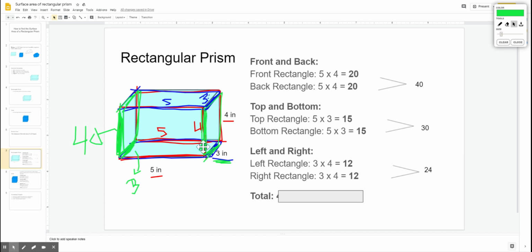So again, this is 4, as we found earlier, and 3. So our total, we just take all of these numbers and add them up. Now I prefer to chunk them, or you can, once you get the front rectangle, 20, multiply it by 2 and get 40. Once you get the top rectangle, which is 15, multiply it by 2 and get 30. So whatever you want to do to make it easy, you just need to come up with a total, which is all of the areas of each face all together, and you end up getting 94 inches squared. We're talking about area, so area is always squared.